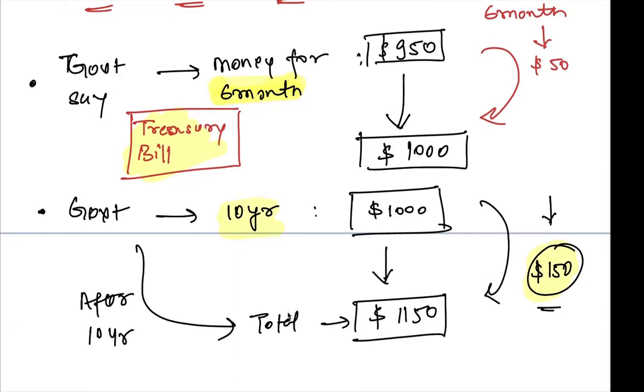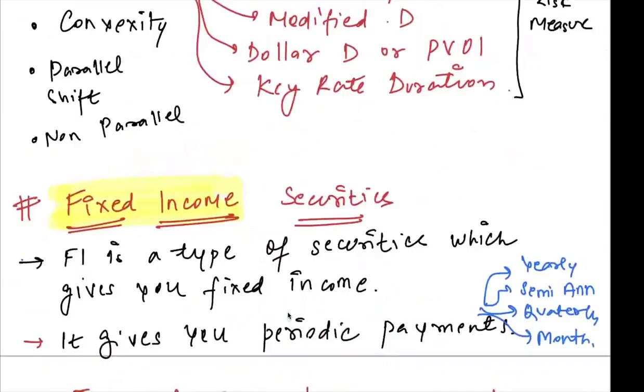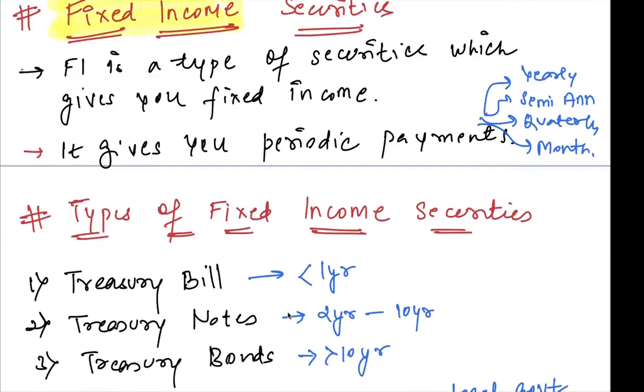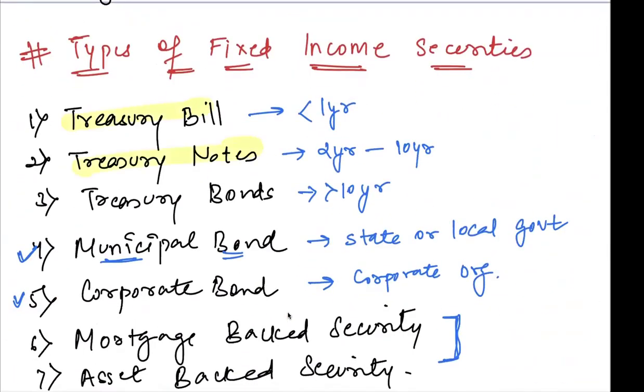Now let's understand. We understood that if the government needs money, they'll issue a bunch of these fixed income securities, depending on whether they want it for short term or longer term. And we also understood that there is something for us: if I give the money to the government for short term, I'll get, let's say, $50. If I give for longer term, I'll get $150.